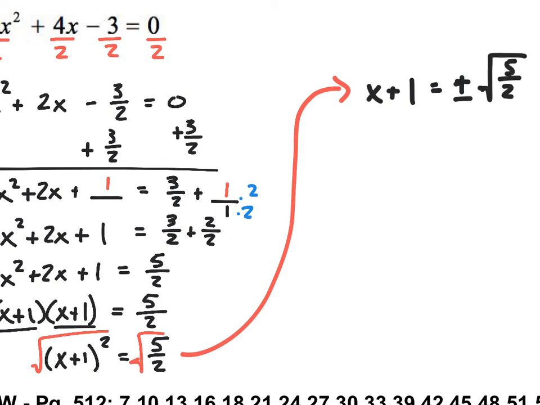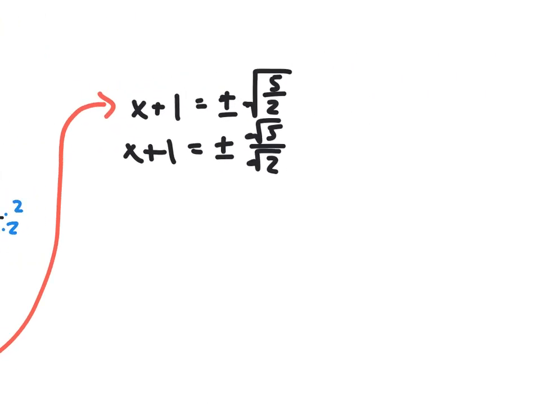Okay, now I've got x + 1 is equal to plus or minus the square root of 5 over the square root of 2. And once I have this, I want to rationalize my denominator. So I'm going to multiply the top and bottom by the square root of 2.